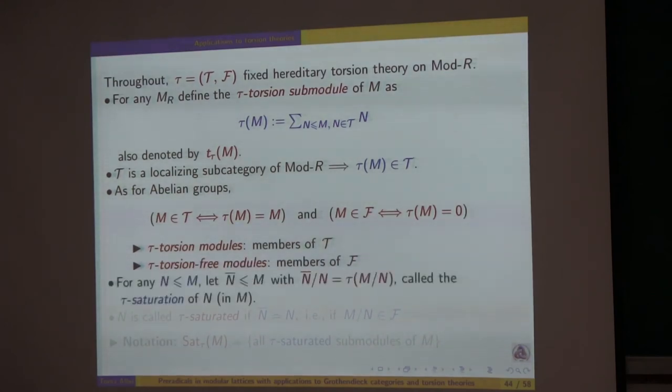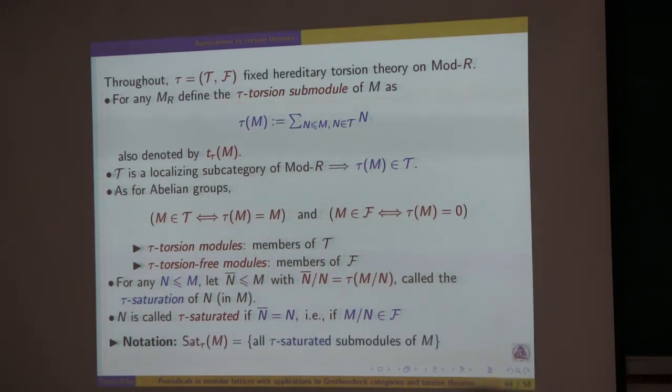So for any submodule N of M, we denote by N-overline the submodule such that the torsion part of M over N is a single one. It's called the tau saturation. And N is called tau saturated if this tau saturation equals N. So this means exactly that M over N is torsion-free. So notation: this is very, very important. You have to remember that Sat_tau M is the set of all tau saturated submodules.